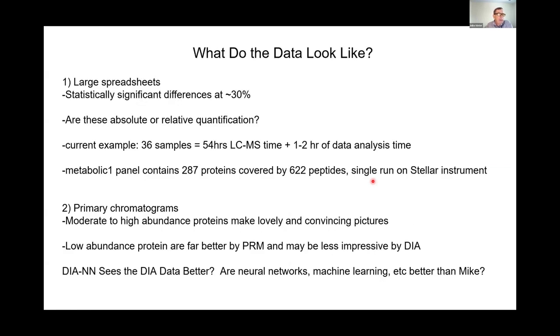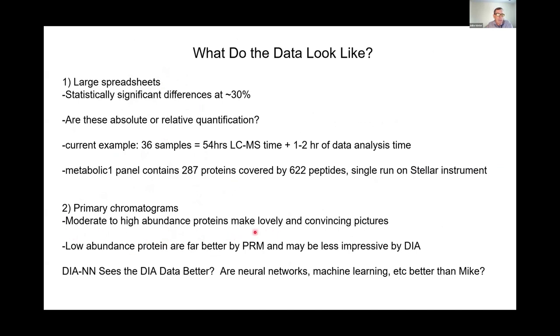So what do the data look like? You know, Dennis, you got a taste of this in the new proteomics world: large spreadsheets. And, you know, it's a lot of data. And then behind all of that, there are also all these primary chromatograms, so things that can be looked at.